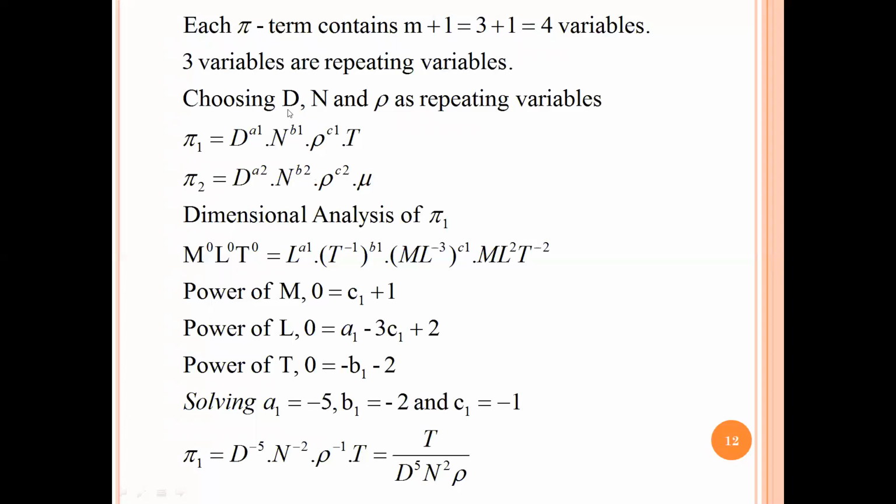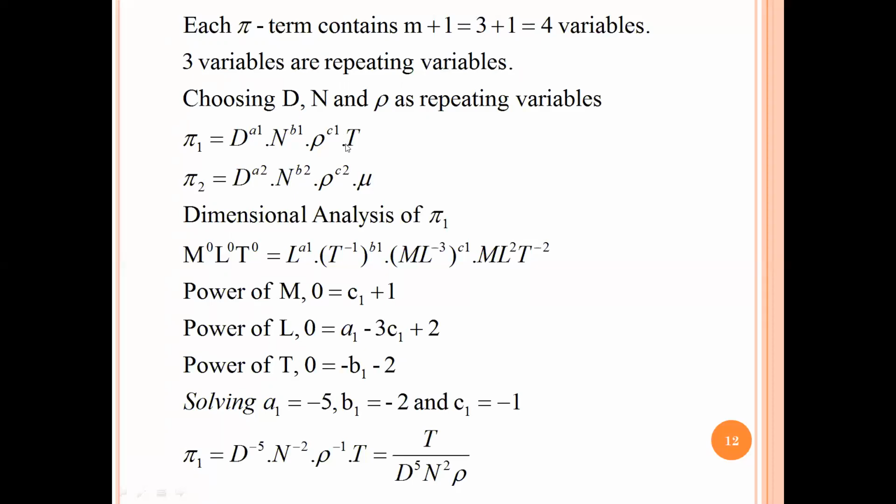Okay, so I'm choosing here the repeating variables d, n, and rho. To these repeating variables, I'll be adding my exponents a, b, and c. Since I've got two pi terms, I'm writing it as A1, B1, C1, and for the second pi term, A2, B2, C2. So for pi 1, these are your repeating variables and one extra variable.